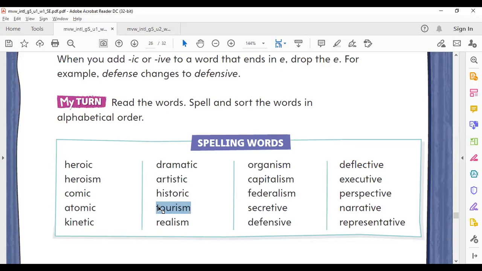Related to countries and cities. Very good. To visiting countries. Very good. And sightseeing. Amazing. Now I have to ask you, is it a noun or a verb or an adjective? A verb? Really? Is tourism a verb? No. Adjective? Are you sure about it? Does it describe a noun?